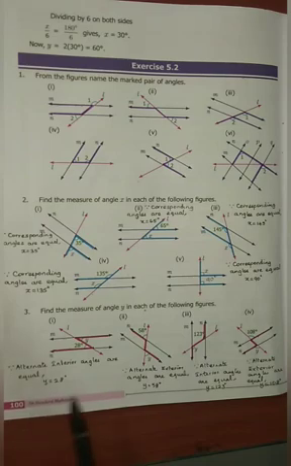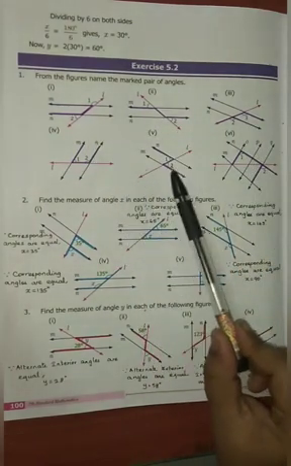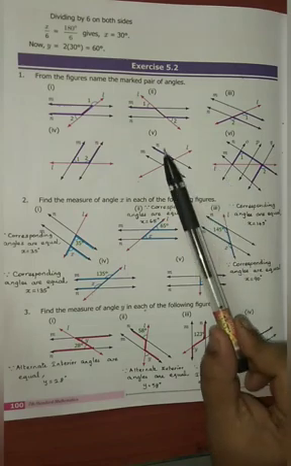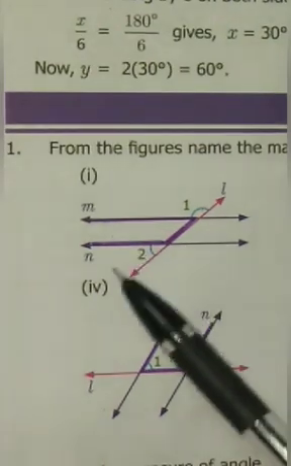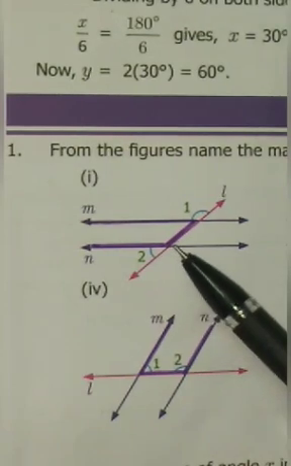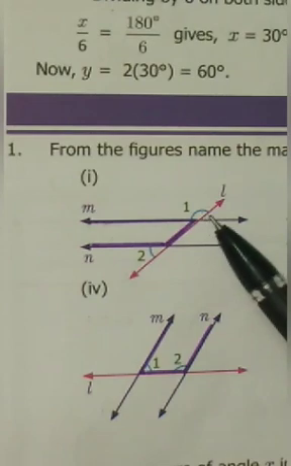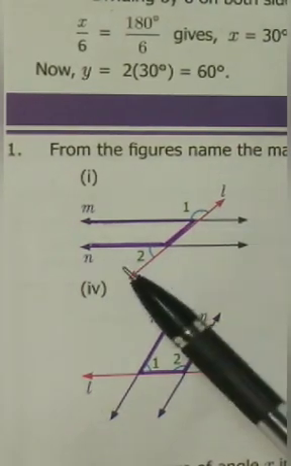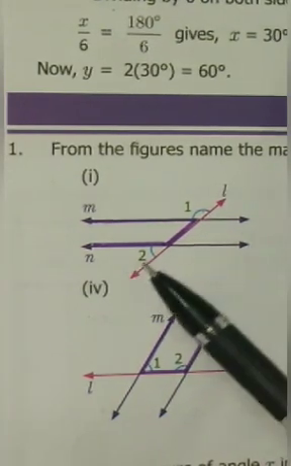Take page 100 in the textbook. Exercise 5.2, first problem. Here in all the figures, a pair of angles are marked. We are asked to name those angles. First subdivision. Here the angles are marked outside this pattern, and moreover they lie on the same side of the transversal. So the angles are exterior angles that lie on the same side of the transversal.